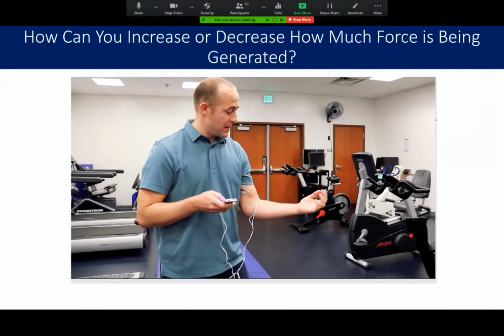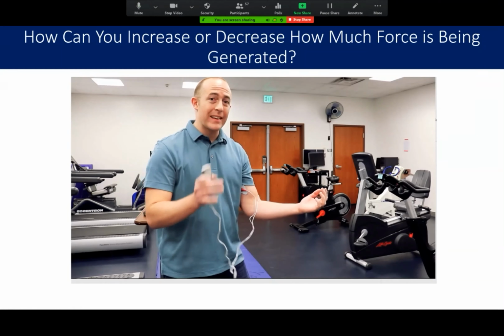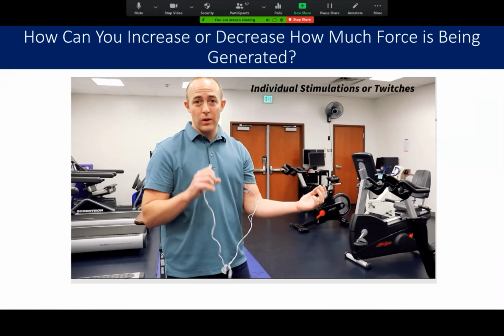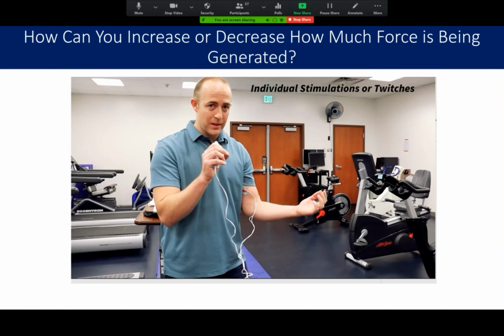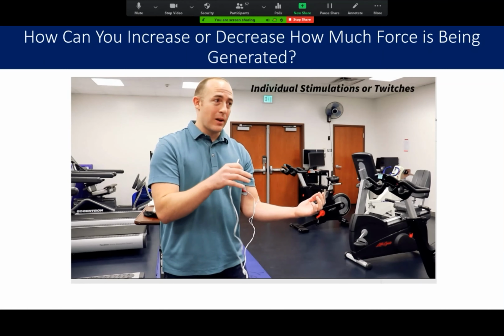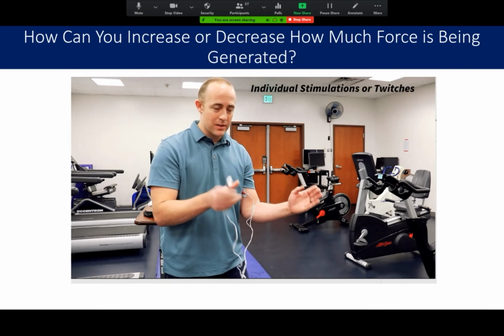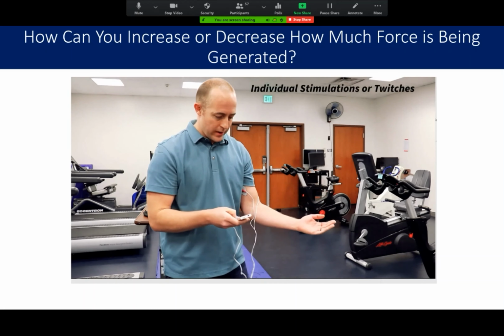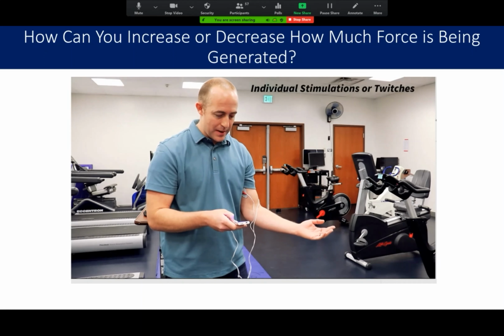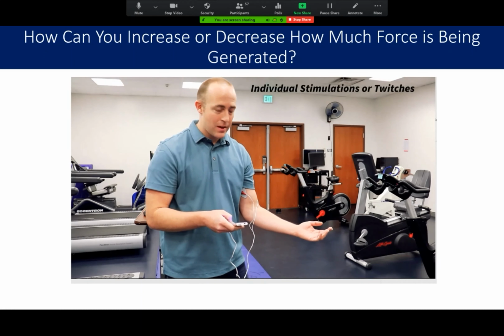So in the second stimulus pattern, it's more like a twitch. It's going to send out a single electrical stimulus and wait about 3 or 4 seconds, then it'll send out another one. So there's a lot of time between the stimuli. So here you go, watch what happens. I'm gonna put it to the same intensity it was at before.